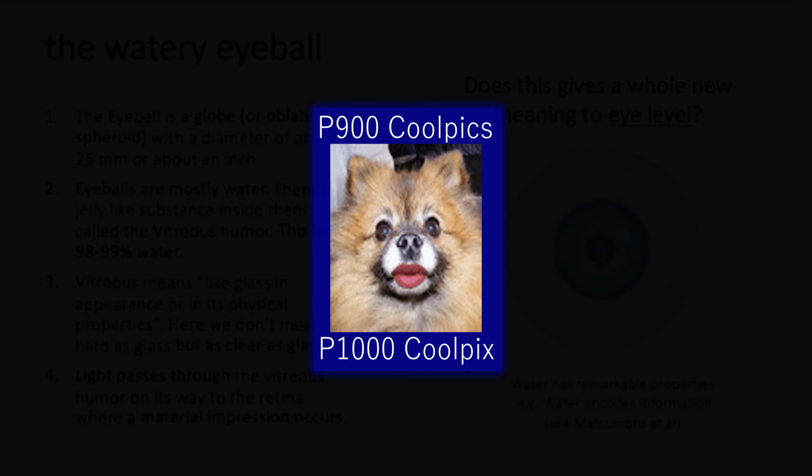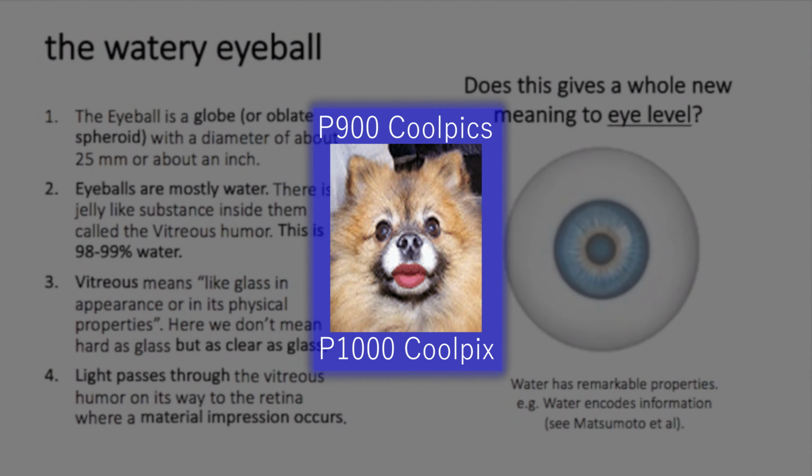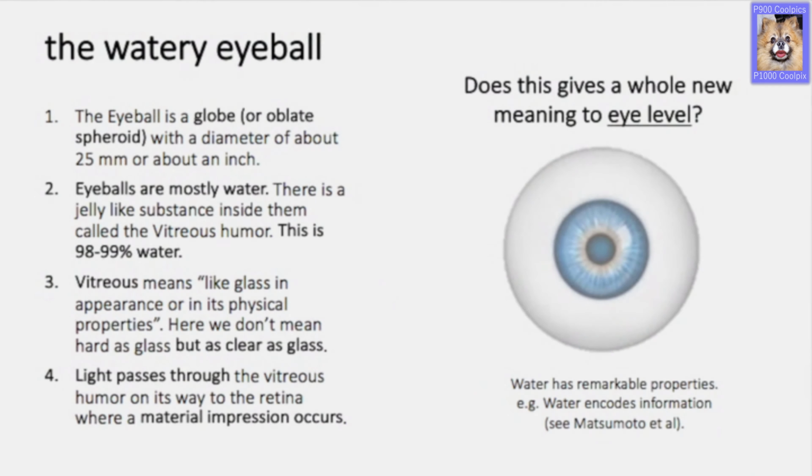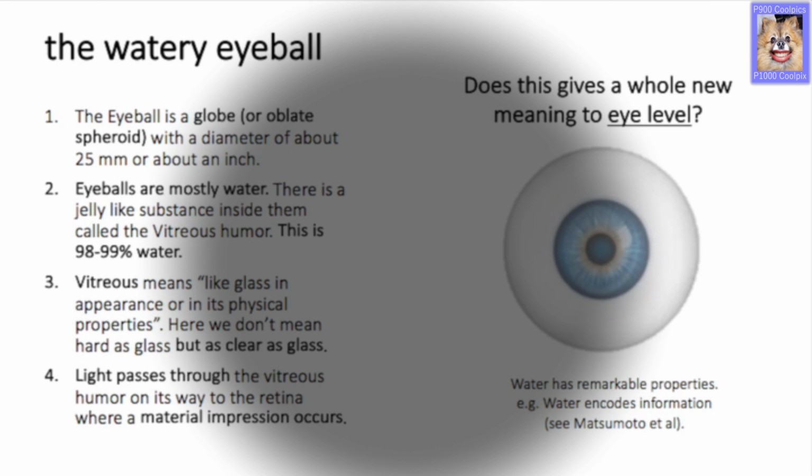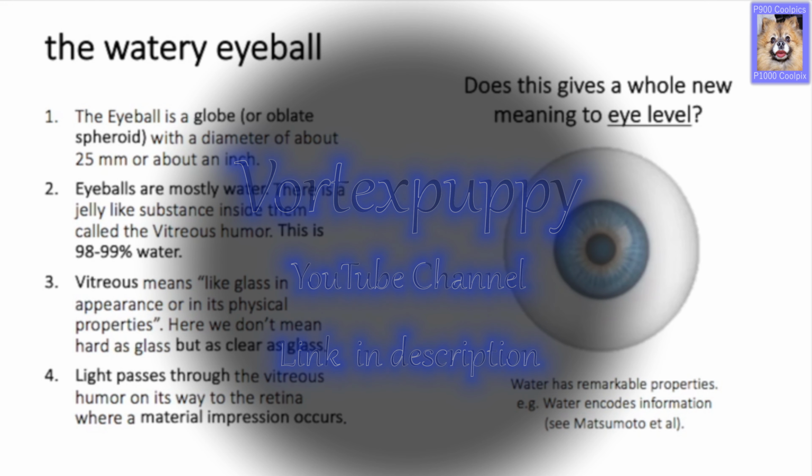So let's have a look at the eyeball, the very watery eyeball. The eyeball is a globe or oblate spheroid, a spheroidal shape with a diameter of about 25 millimeters, or about an inch. Eyeballs are mostly water. There is a jelly-like substance inside them called the vitreous humor, which is known to be about 98 to 99% water.